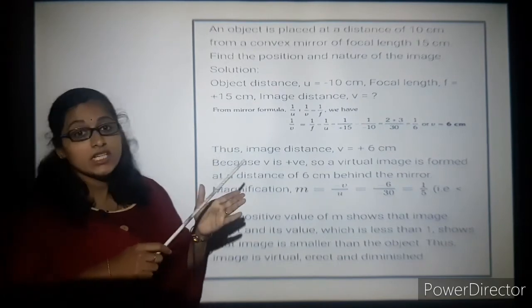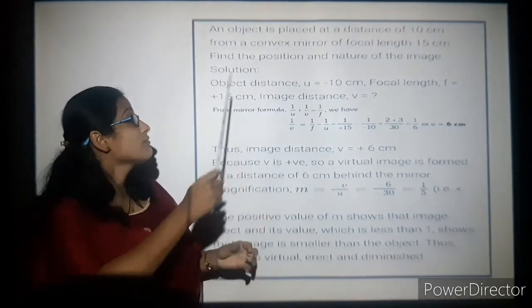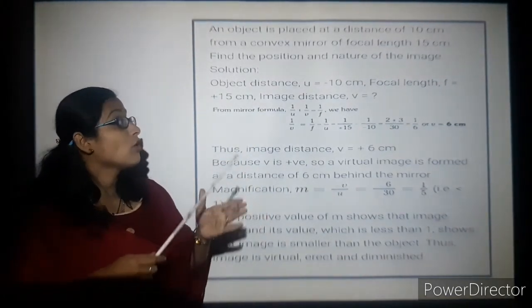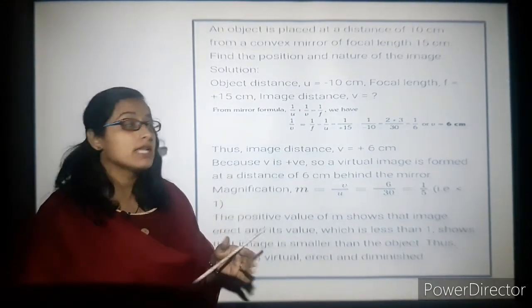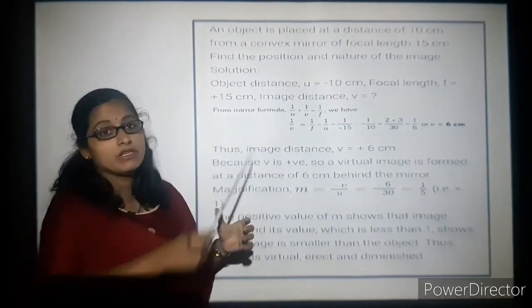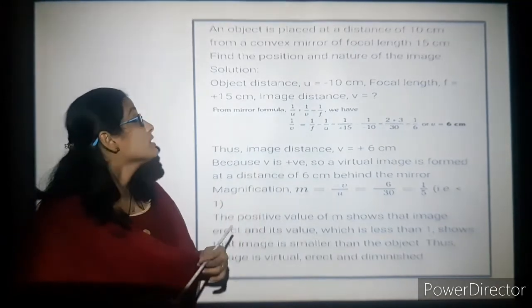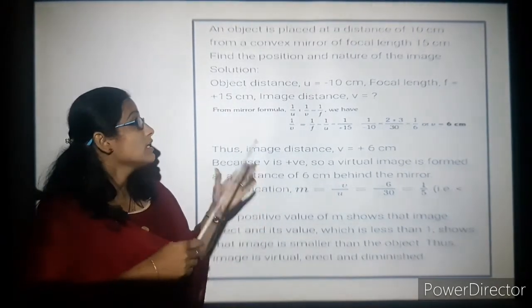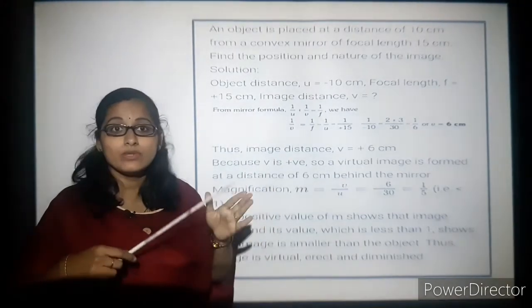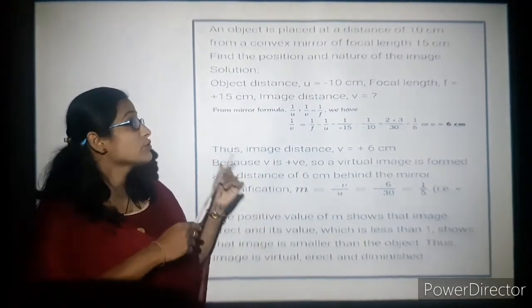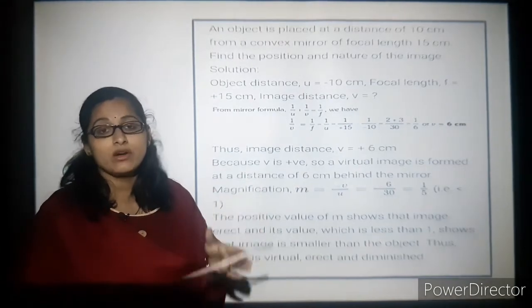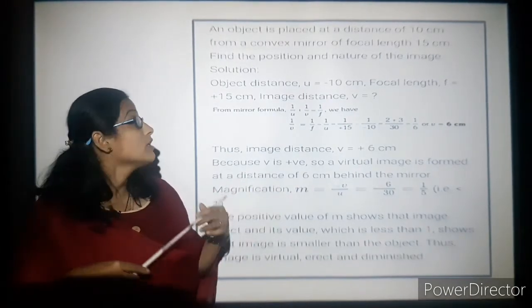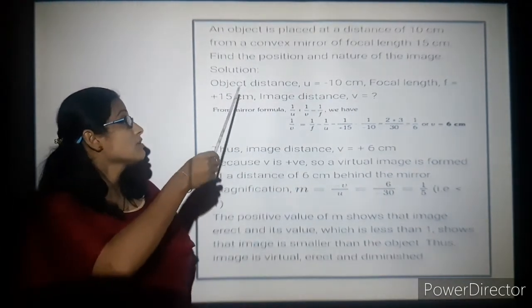An object is placed at a distance of 10 centimeters from a convex mirror of focal length 15 centimeters. So your focal length is 15 centimeters. You need to find the position and nature of the image. Most of the times the questions will be with respect to the position and nature of the image after you find it out with respect to the problem. So your solution starts here.